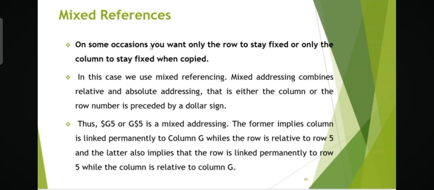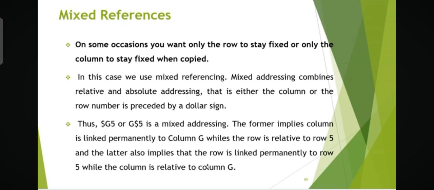So anytime you see something like this, $G5, this is a mixed cell reference, or G$5 is a mixed cell reference. This implies that the column is linked permanently, that's for the first one, to column G, while the row is relative to row 5. Similarly, the latter implies that the row is permanently linked to row 5, and the column is relatively linked to column G.